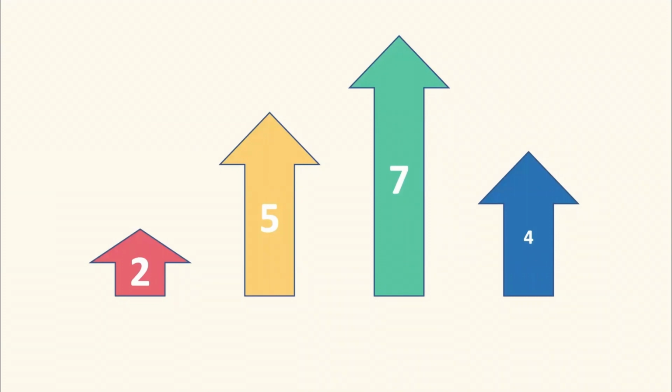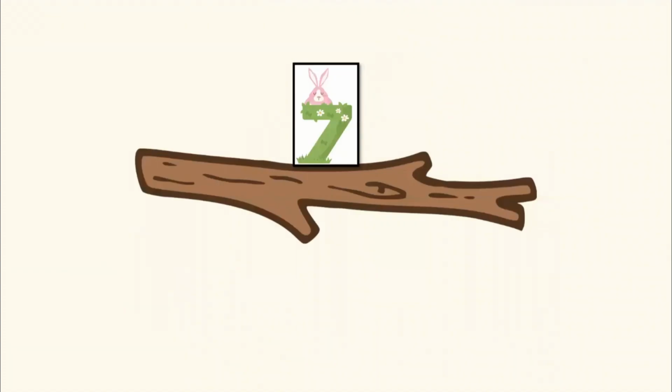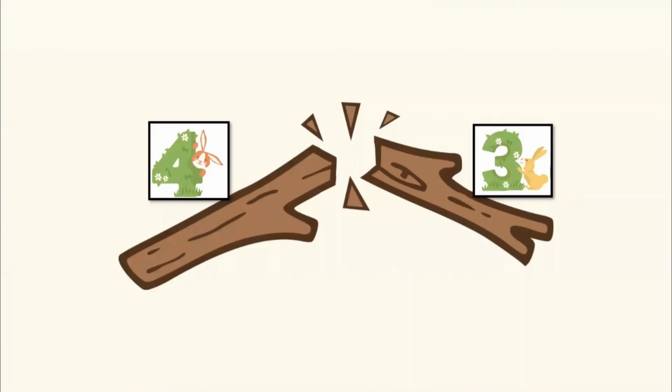In this problem, you are given an array of integers. You are seeing on your screen, these are four integers which are given to you in the form of an array, and you are also given an operation. Using this operation, you can break any integer into any number of values. For example, you can break 7 into 4 and 3.